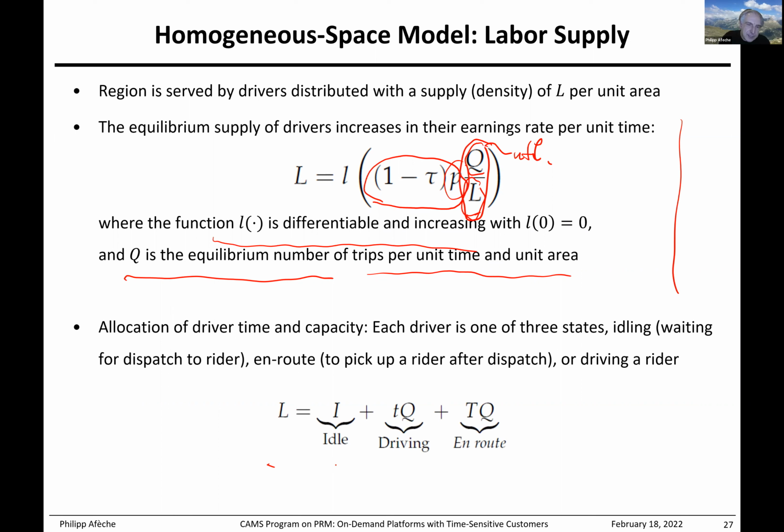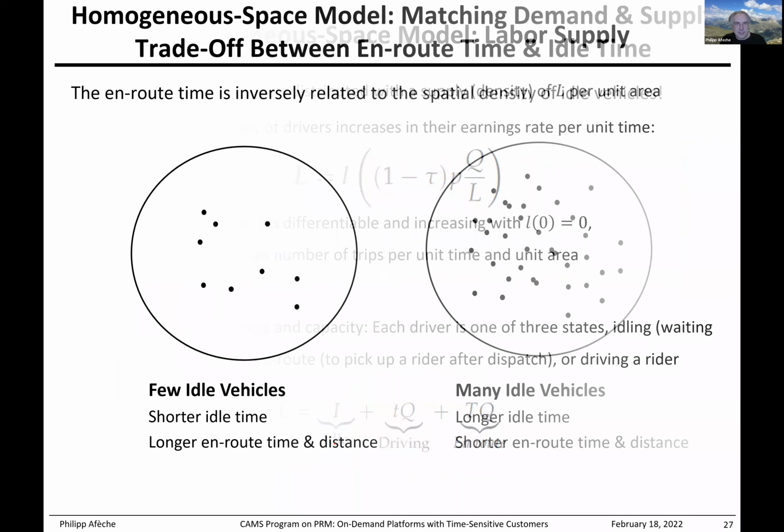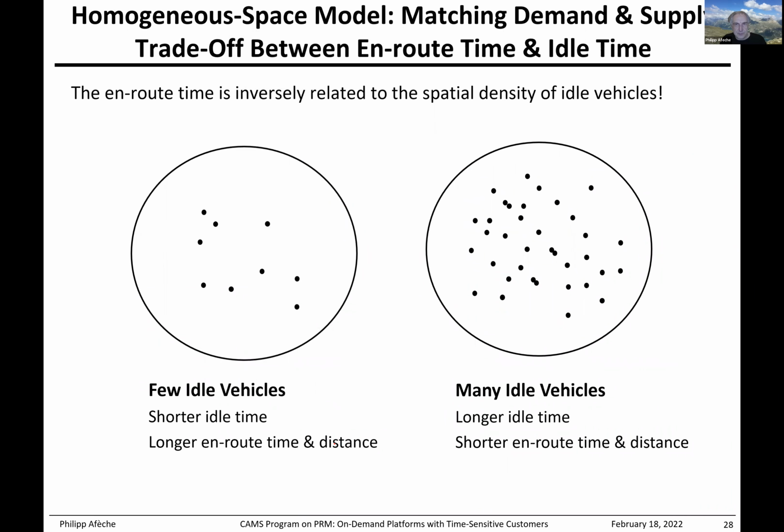We already looked at this relationship, right? The next thing, which is really the key thing in this model, is to see what is the relationship between these two quantities, right? These two quantities are actually linked to each other. This is the average pickup time, and this is the average number of idle vehicles. And the fundamental observation is that there's a trade-off between the en route time and the idle time, right? And the picture hopefully is going to show this.